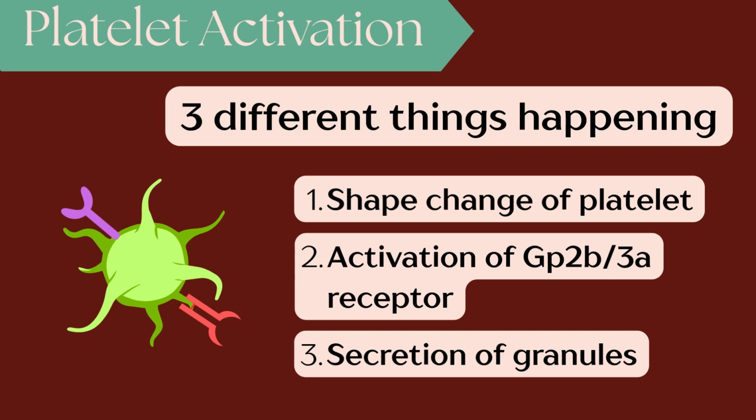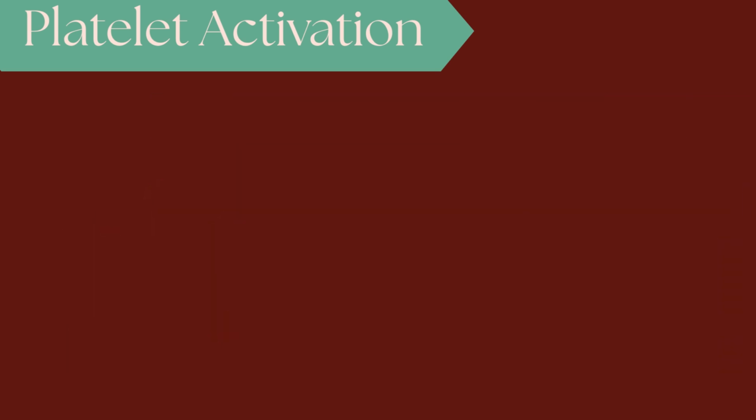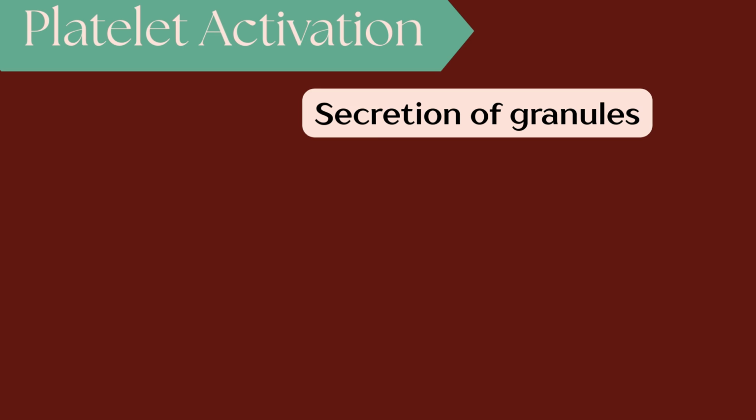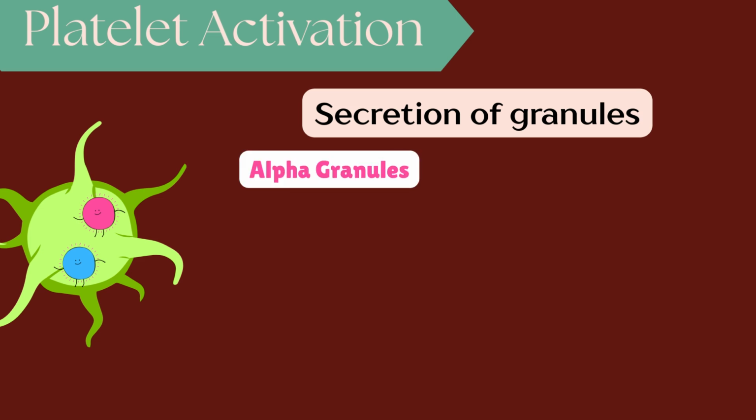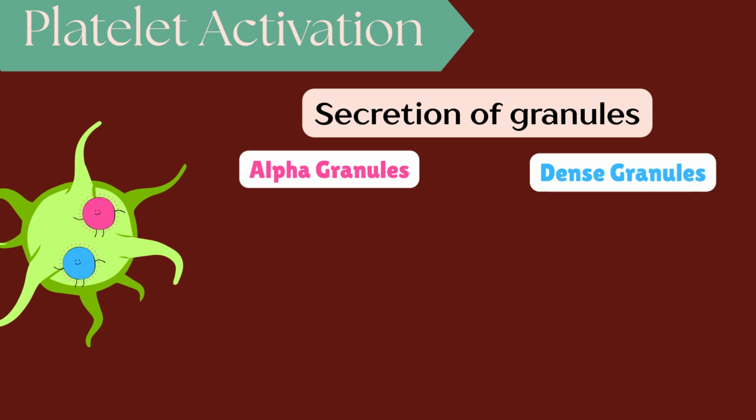Then you're going to have your secretion of granules, or degranulation. Your platelets have multiple kinds of granules, but I'm just going to focus on a couple main ones that are essential for primary hemostasis. You have your alpha granules and your dense granules. Alpha granules are going to release von Willebrand factor. That's going to help bring more platelets in.